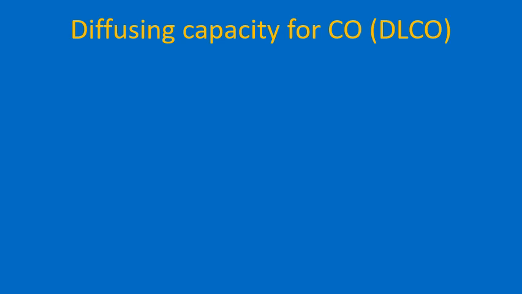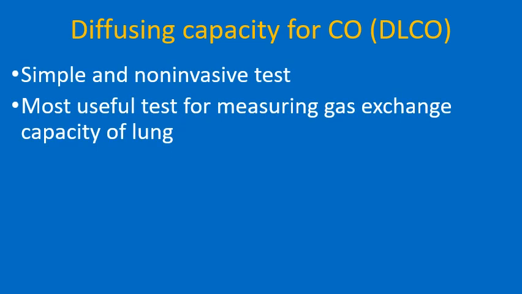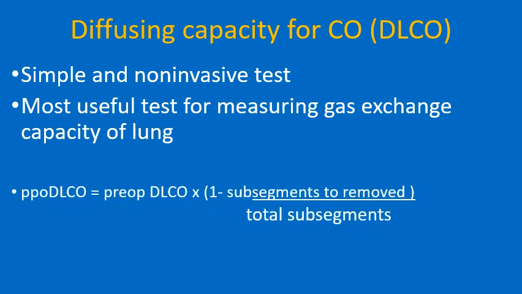Now coming to diffusing capacity for carbon monoxide. It is a very simple and non-invasive test. It is most useful for measuring the gas exchange capacity of the lung. In a similar way as we calculate the predicted postoperative FEV1, the predicted postoperative diffusing capacity for carbon monoxide is also calculated. That is equal to preoperative DLCO times 1 minus subsegments to be removed divided by total subsegments.